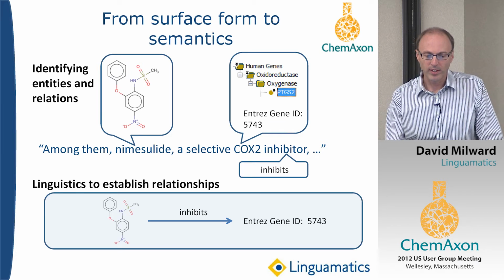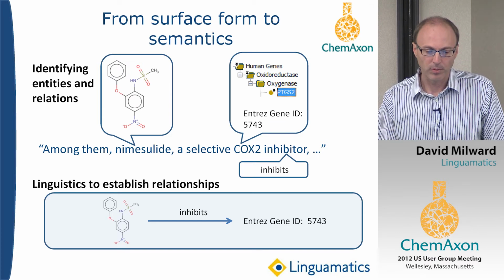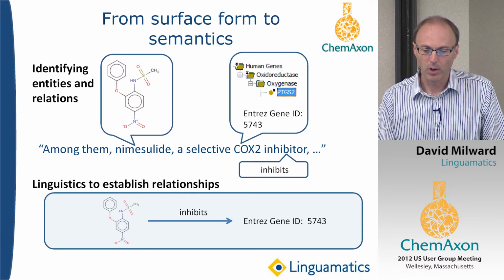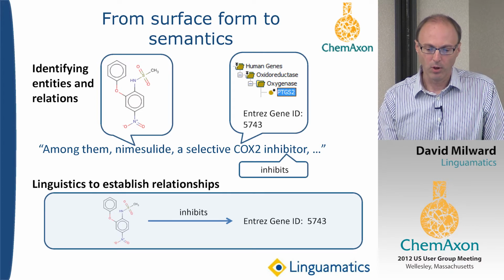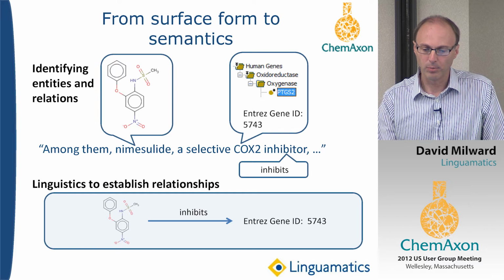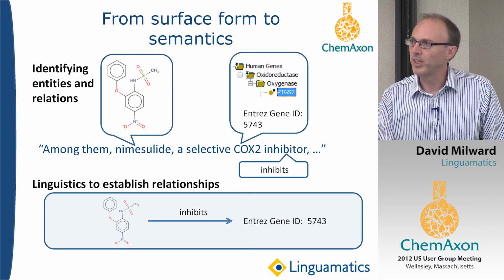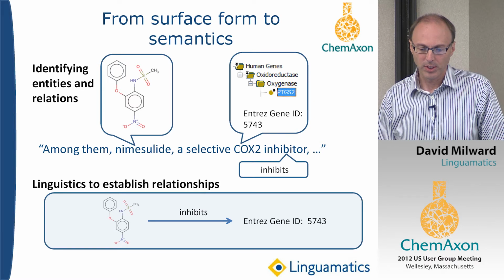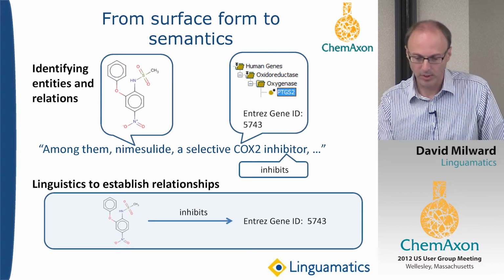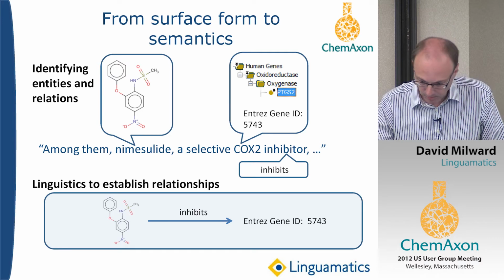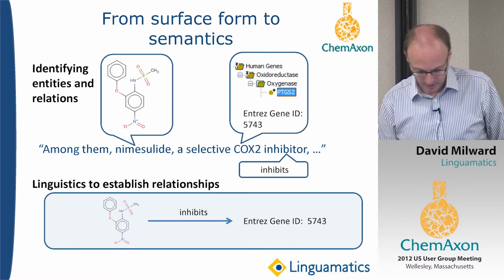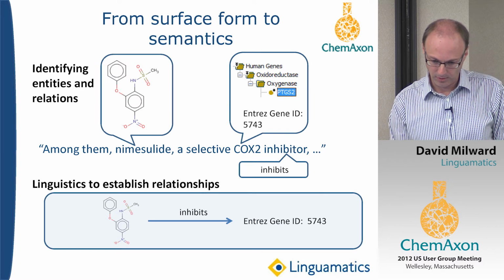So we're identifying the entities and relationships, whether we're finding chemical compounds, genes, or enzymes linked to particular genes. We've got the particular gene IDs we're finding in the ontology. We've got relationships, such as the relationship inhibits.